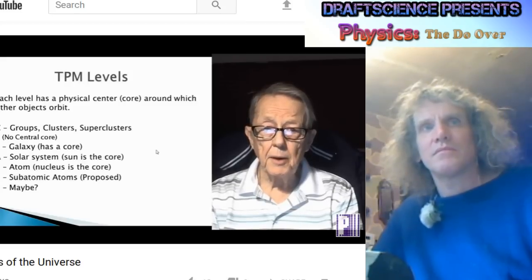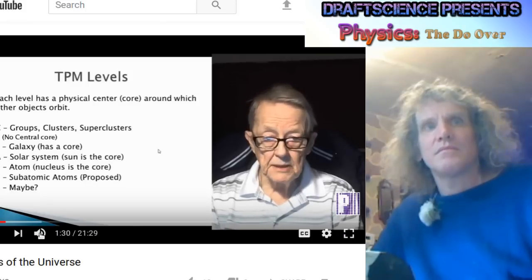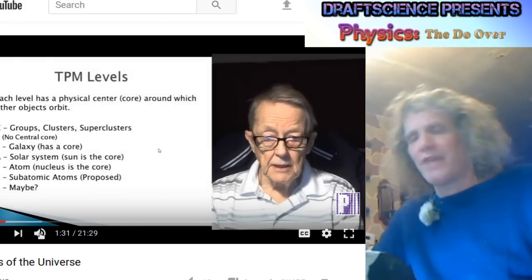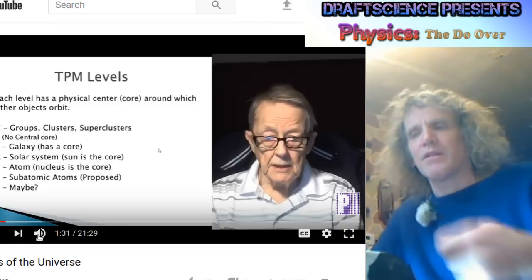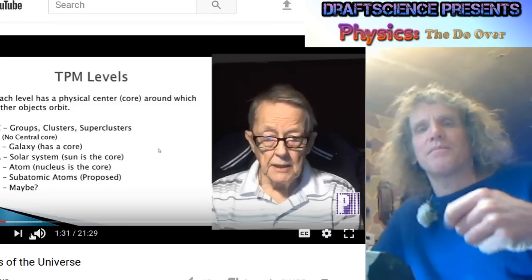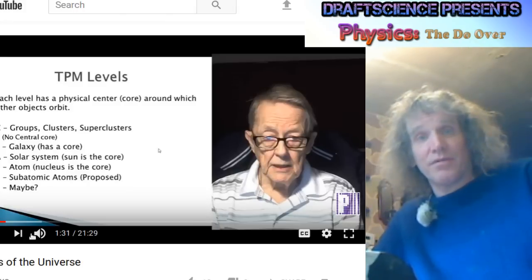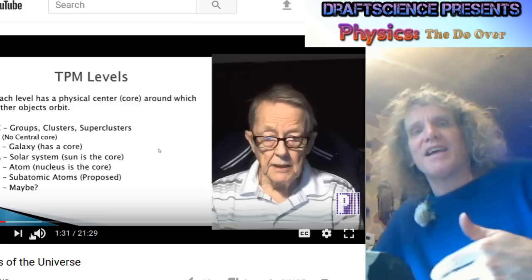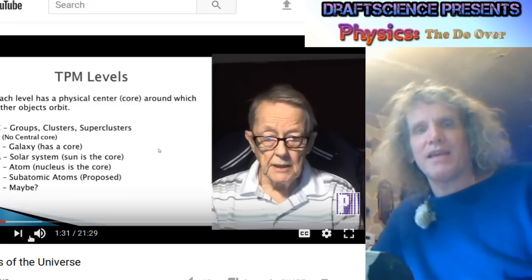Okay, so let's talk about the particle model and these levels, and I'm going to define them this way. Each level has a physical center or core around which other objects orbit. So, I would argue that the real advantage of the particle model is ending this notion that things orbit or that things do things because of some unknown mechanism. The whole idea is that things orbit because there's a force, a pressure, and there's more pressure on one side than there is on the other side, and that forces them to behave.